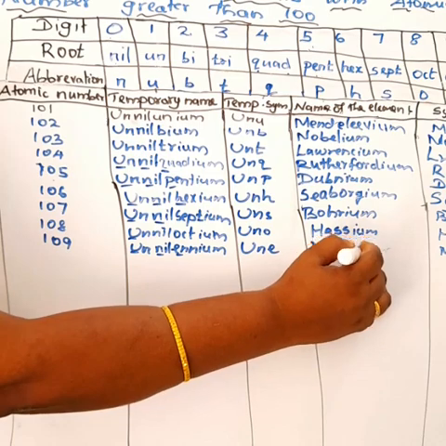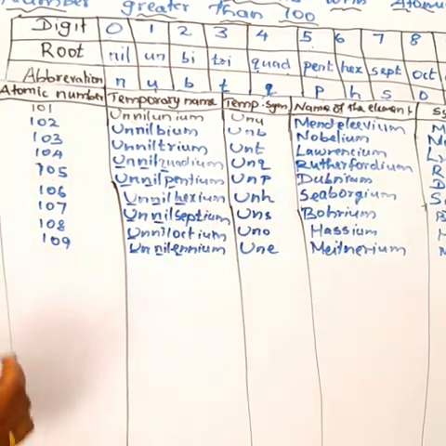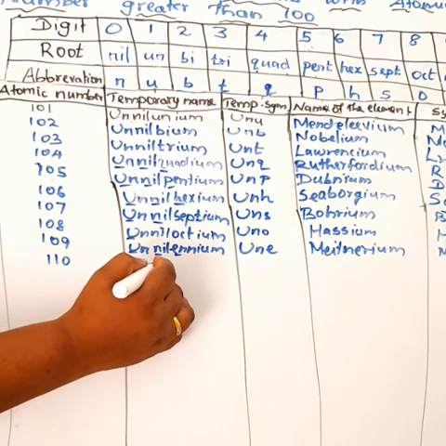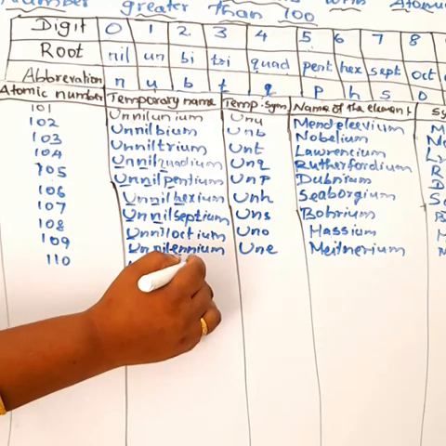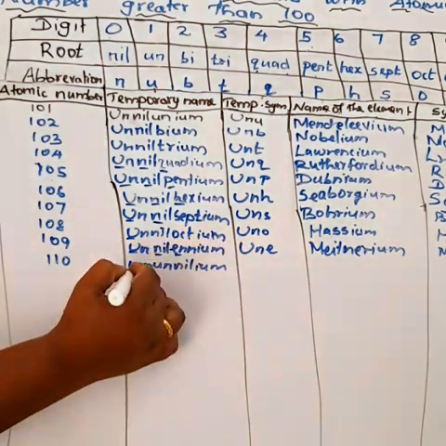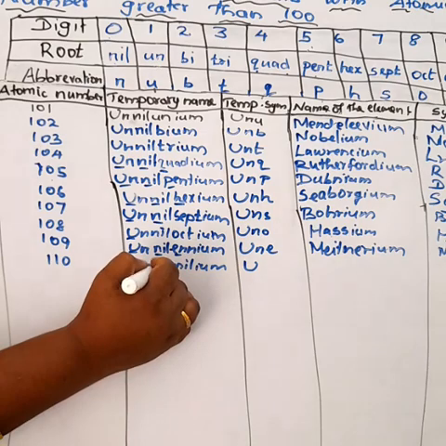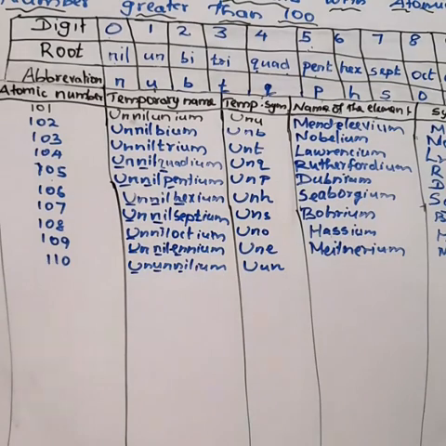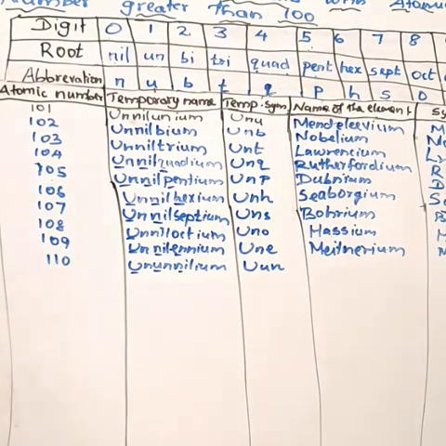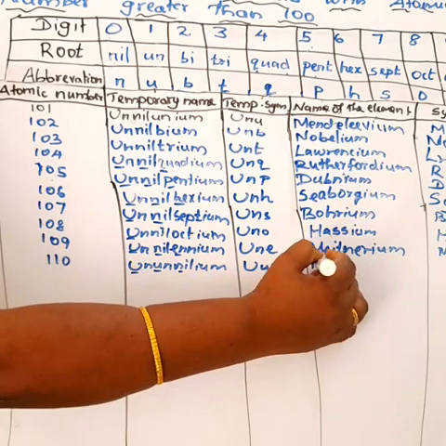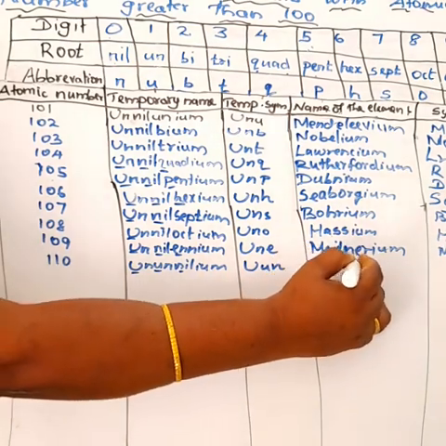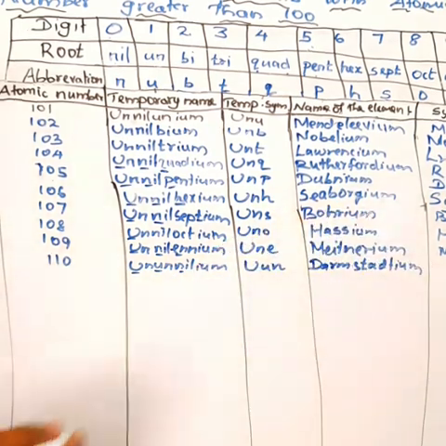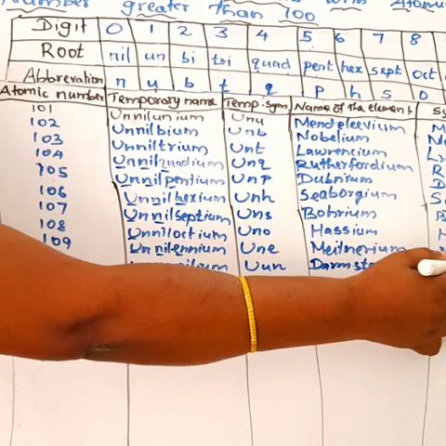And 110. What is the temporary name? Un for 1, again un for 1, nil for 0, and suffix ium. Understood? The temporary symbol: U for un, again U for un, after that N for nil. What is the name of the element? Darmstadtium. What is the symbol for Darmstadtium? Ds.